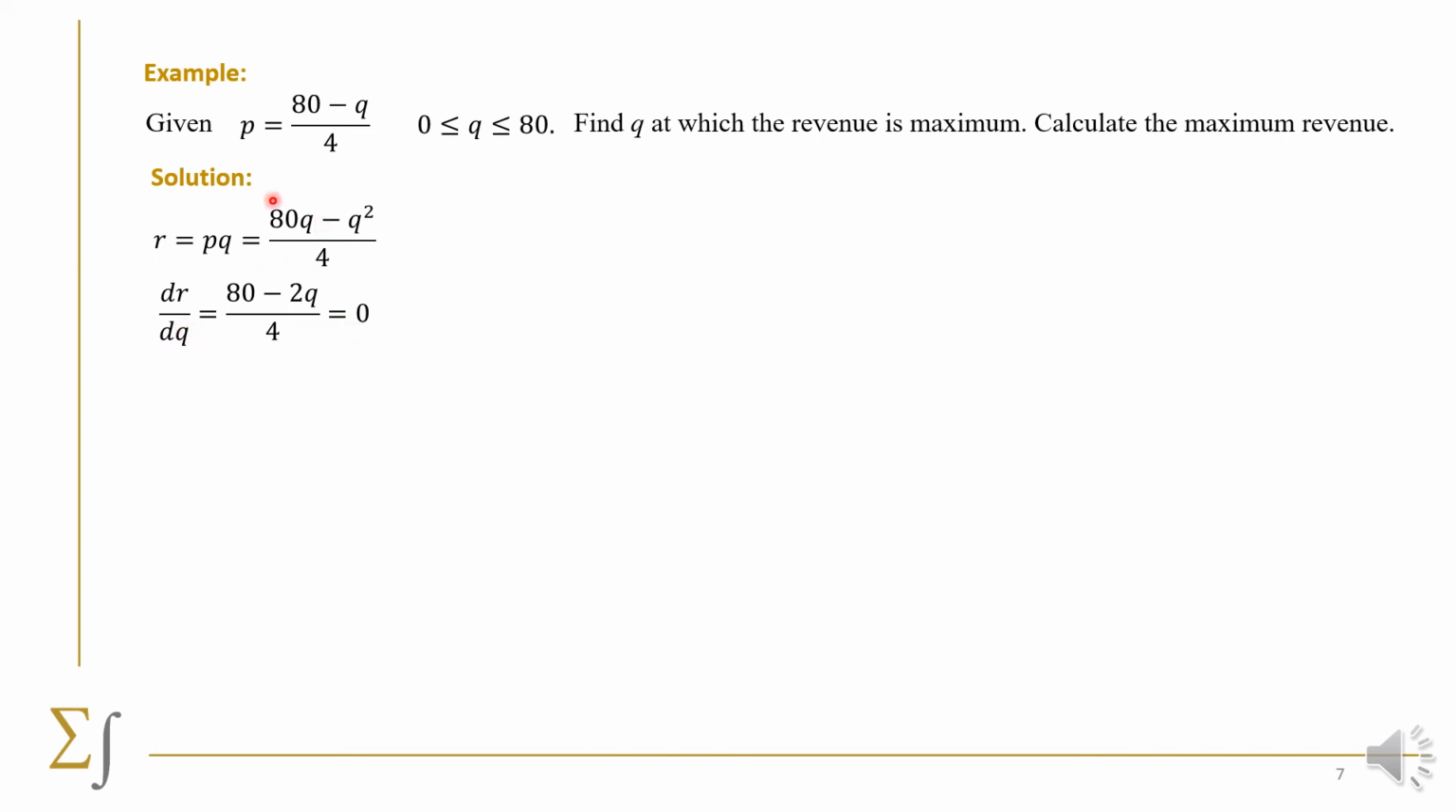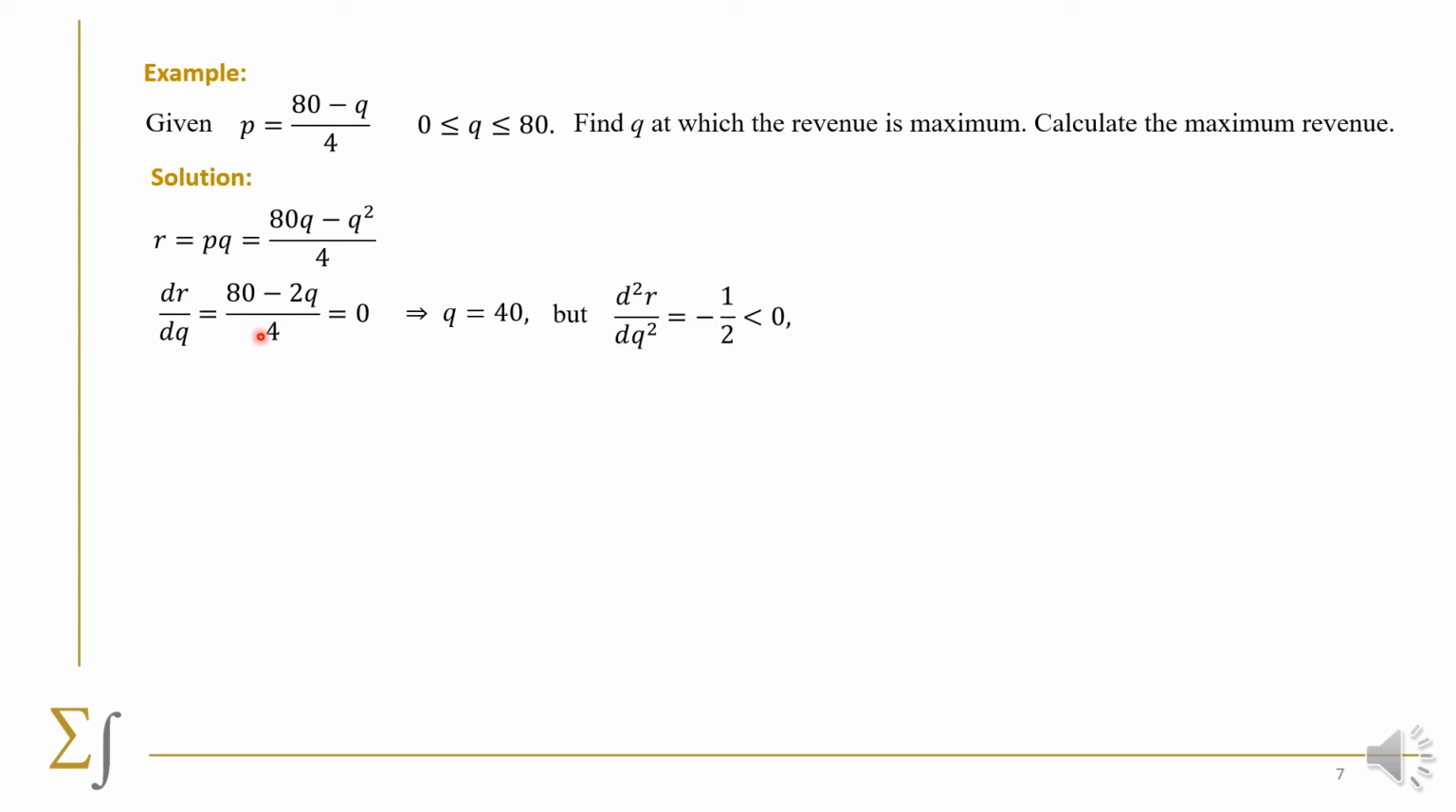What's the derivative of 80Q? It is 80. What's the derivative of Q squared? It is 2Q, and here is the 4 in the denominator appearing. This tells us that Q is equal to 40. Now we need to check if this Q gives a maximum or a minimum to the revenue. We go to the second derivative test. If we apply the second derivative, we get d2R by dQ squared is equal to minus 2.